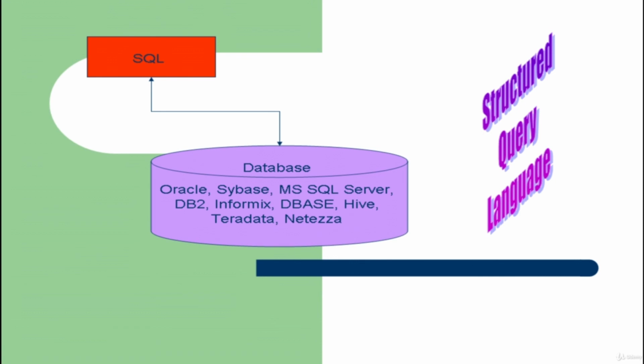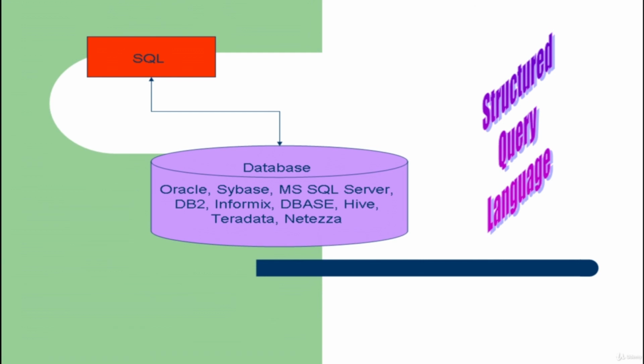Just like Excel has rows and columns, a table has rows and columns. Rows are called records or rows in general, and columns are called fields in a table. So SQL will work with a relational database management system or in general a database management system, as long as it accepts structured query language, SQL.